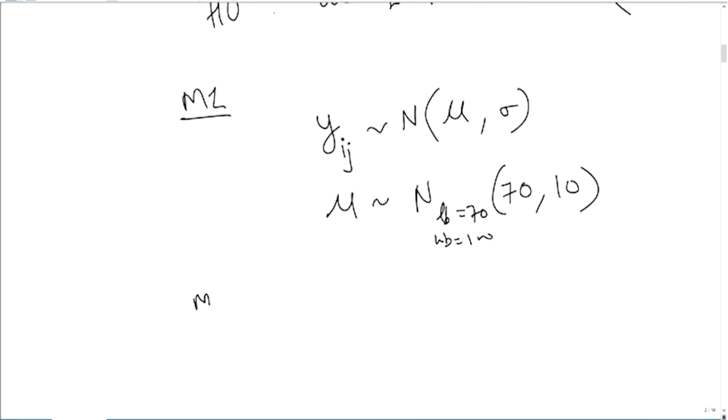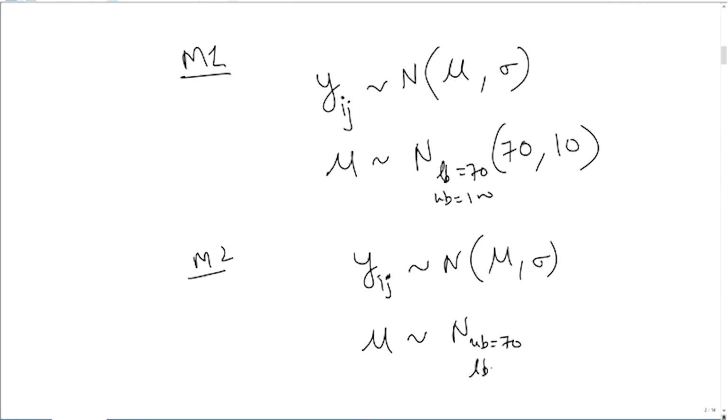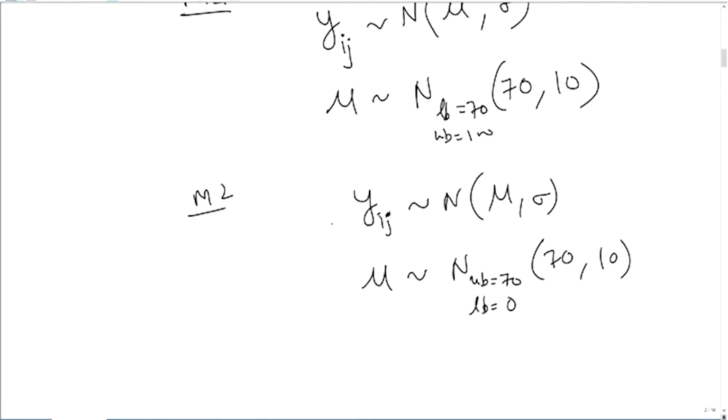What would be your model 2? Model 2 would be Yij, marks scored by the ith student from the jth school, comes from normal mu sigma, where mu comes from a normal. Now here your upper bound is actually 70 and the lower bound is, let's say, 0, with mean 70 and let's say standard deviation 10. So these are two different prior assumptions about mu in model 1 and model 2.